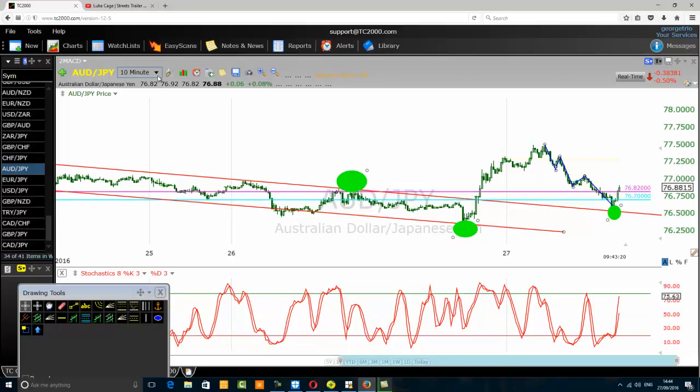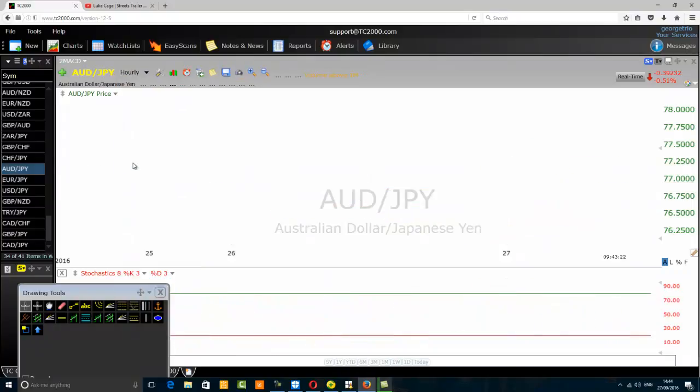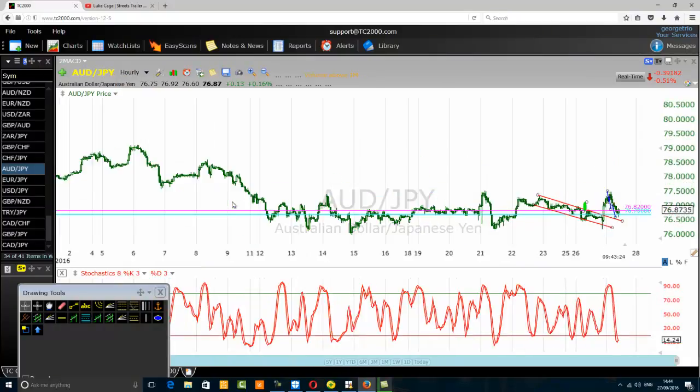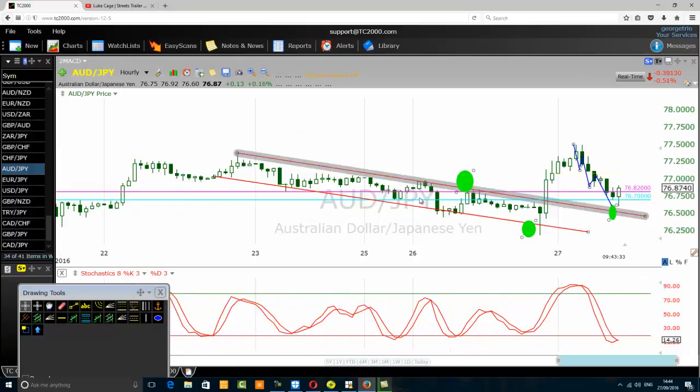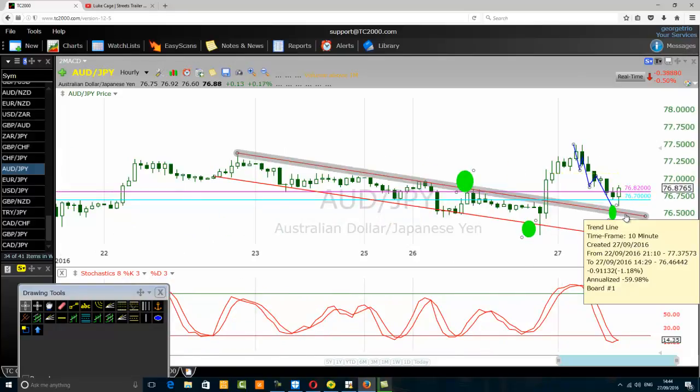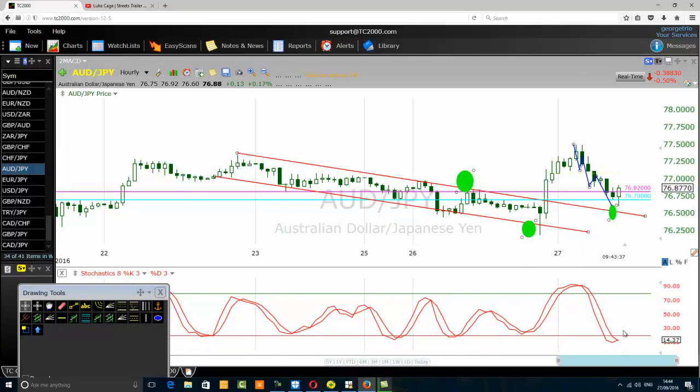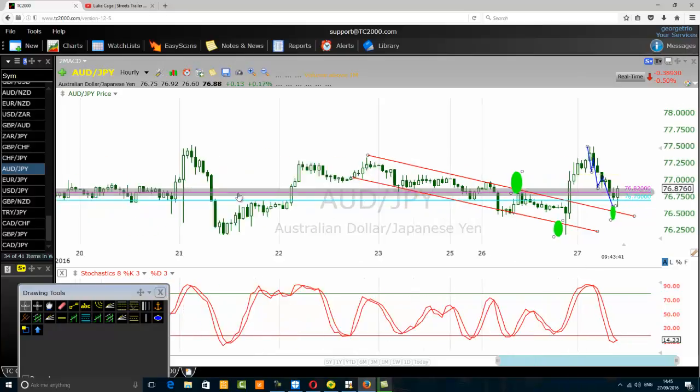Let's go to the hourly time frame and see what is happening here. On the hourly time frame, you can see also that the price breaks above the red channel, and it was retesting the edge of that channel, and the stochastic 8-3-3 on the hourly time frame is also oversold.